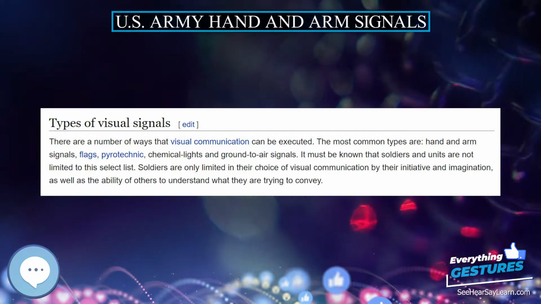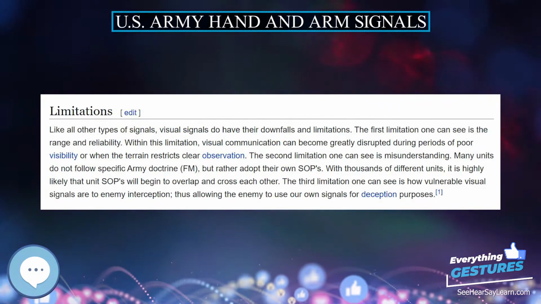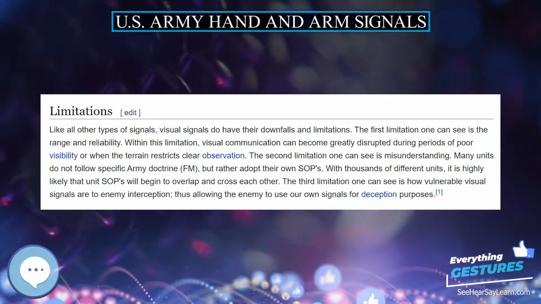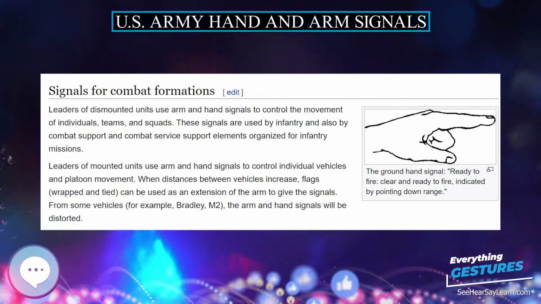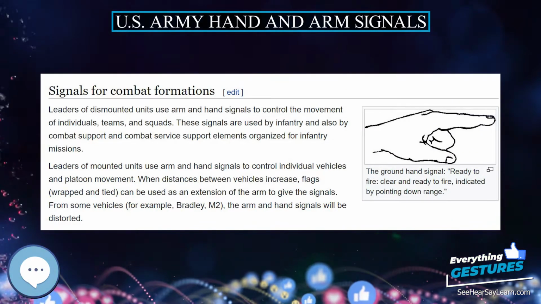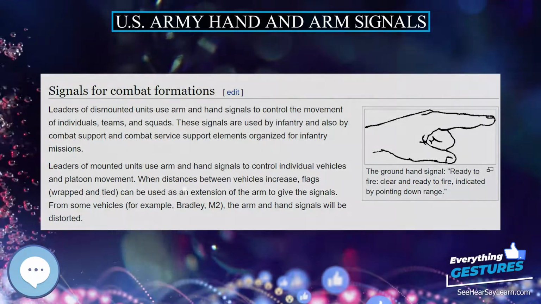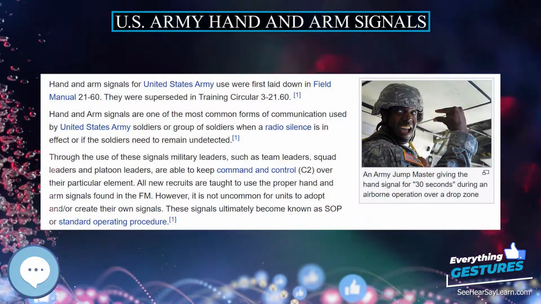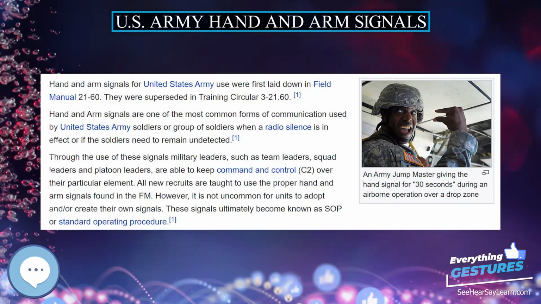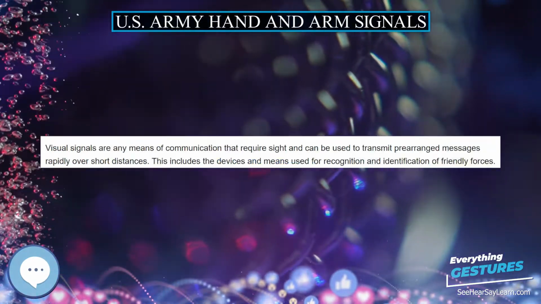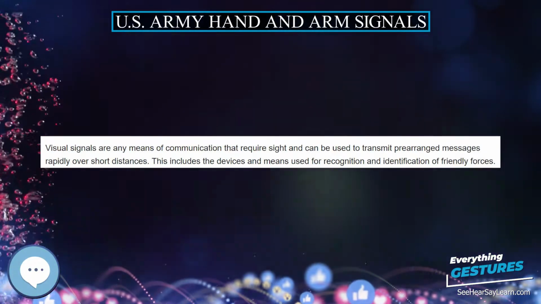Limitations. Like all other types of signals, visual signals do have their downfalls and limitations. The first limitation one can see is the range and reliability. Within this limitation, visual communication can become greatly disrupted during periods of poor visibility or when the terrain restricts clear observation. The second limitation one can see is misunderstanding.